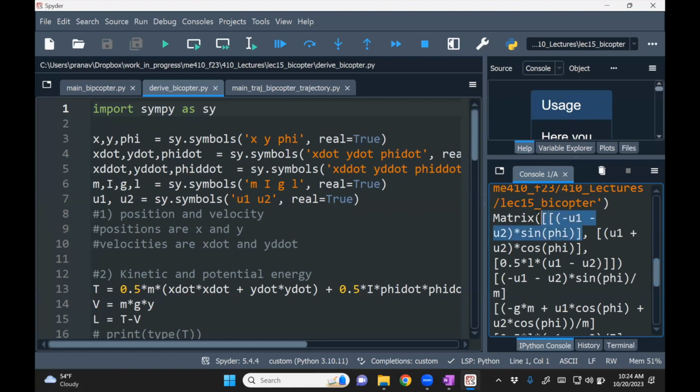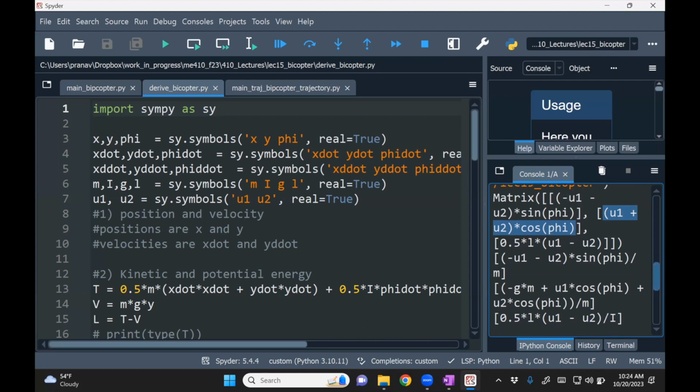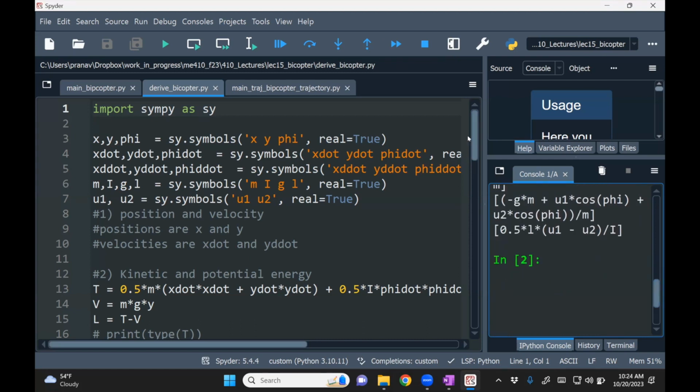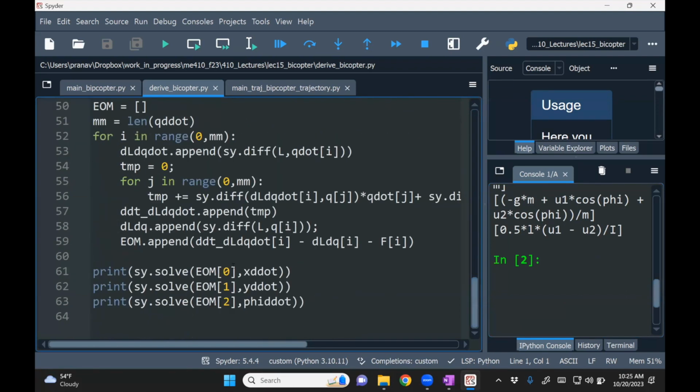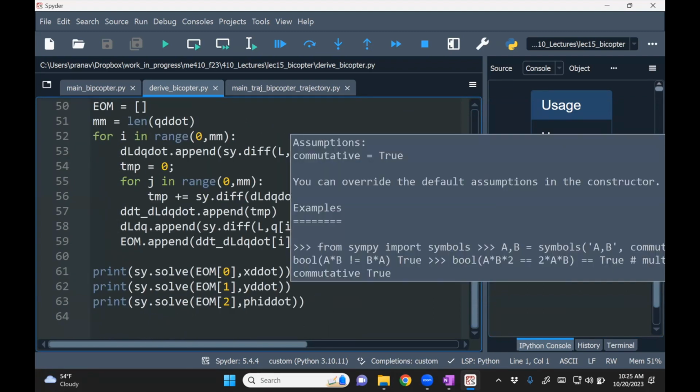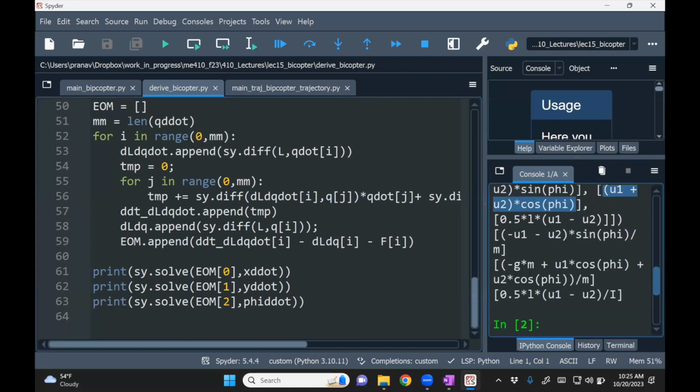You can see minus u1 minus u2 sine phi, u1 plus u2 cosine phi. And then what is this? Let me see, what is this? Okay, just relate it to the code back here. So I'm solving for the first x double dot, y double dot, phi dot. So it's basically giving me those three things. Here is the last equation. Here is the second to last. This is y double dot. This is the x double dot equation.